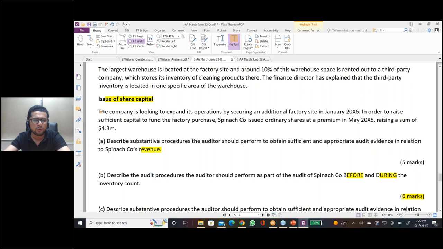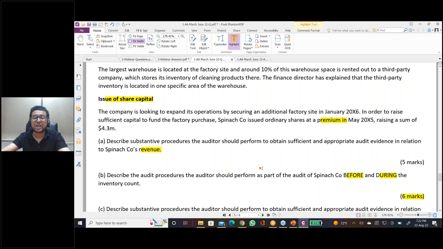Let's see what the question has to say. The company is looking to expand its operation by securing an additional factory site. So company wants to buy an additional factory. In order to raise sufficient capital to finance this, the company has issued ordinary shares at a premium in May, raising a sum of 4.3 million. What does premium mean? Premium means share capital and also share premium account.